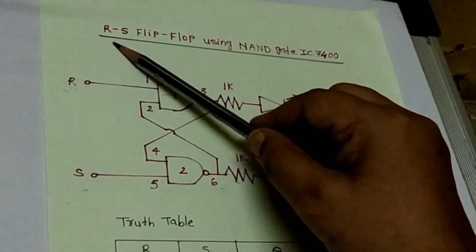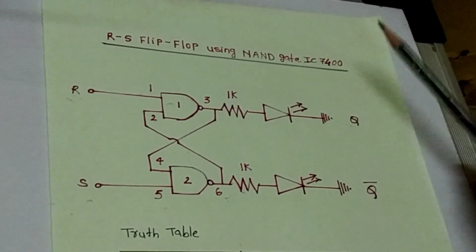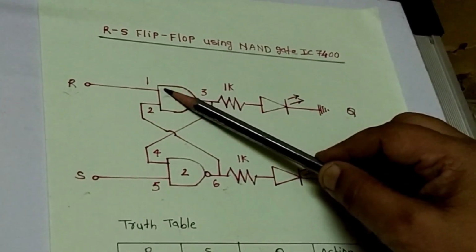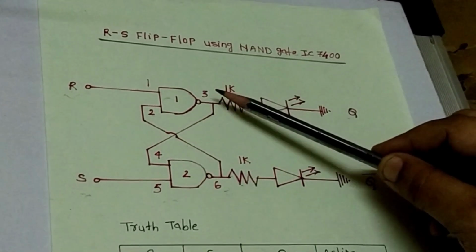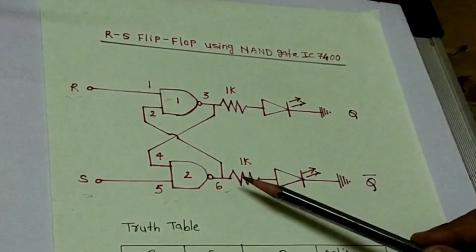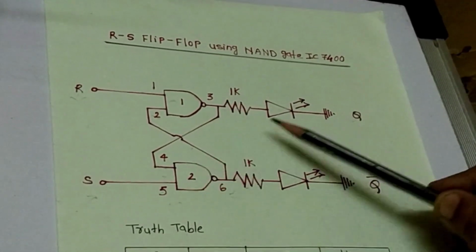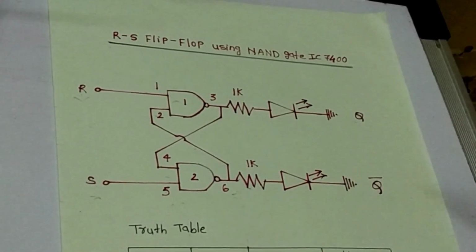Next practical is the RS flip-flop using NAND gates. IC 7400, here using two NAND gates. Input R is pin number 1 and input S is pin number 5. Now your connection: pin number 2 is connected to pin number 6, and pin number 3 is connected to pin number 4. Here two outputs are there: pin number 3 is Q and pin number 6 is Q bar.